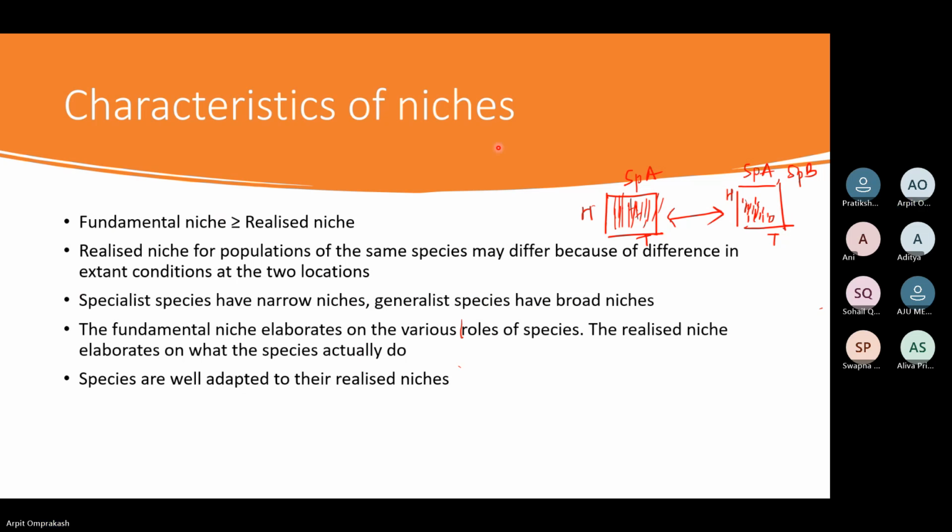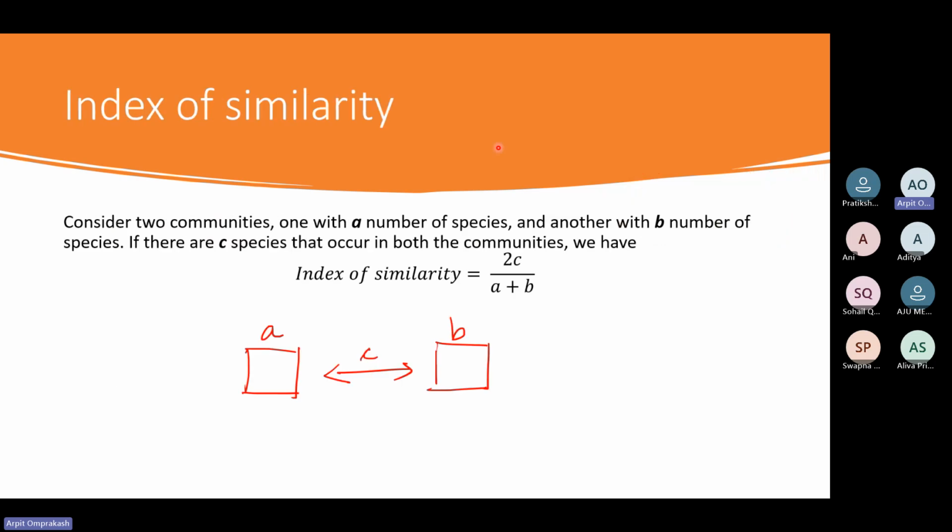Right. Specialist species have narrow niches, because specialists only feed on certain things, and generalists can feed on anything. The fundamental niche elaborates what all the various roles of the species are, whereas the realized niche elaborates on what the species are actually doing. And species are well adapted to their realized niche because that's where they're staying.